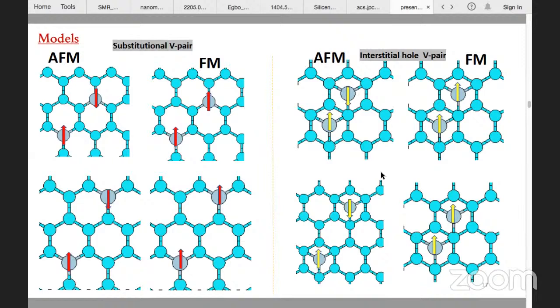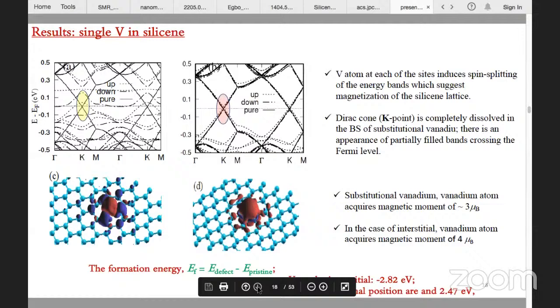The same thing we have done with the hole site. Again, we have the antiferromagnetic orientation and the ferromagnetic orientation. Before I go to the detailed results of these vanadium dimers, let me remind you that if you put a single vanadium in silicene, it induces magnetization in the structure. The vanadium atom acquires a magnetic moment of about 3 Bohr magnetons, and at the interstitial position, it is about 4 Bohr magnetons. When we calculated the defect formation energy, the substitutional position was about 2.47.